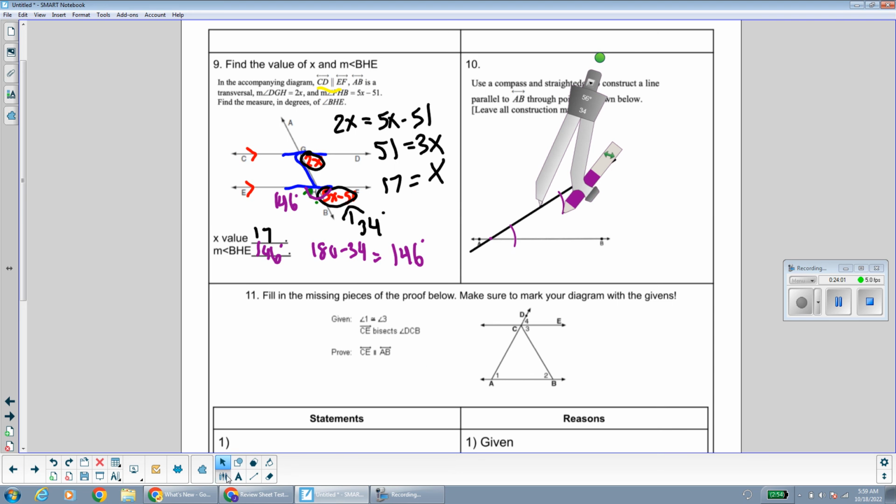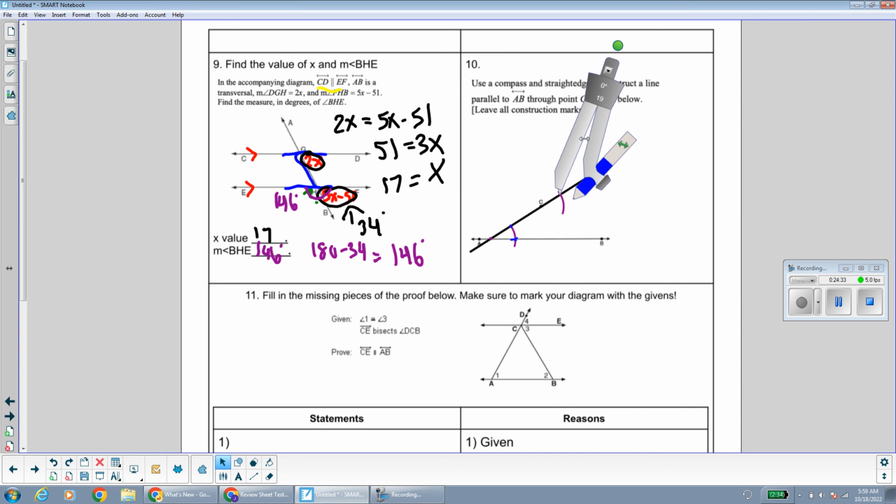Okay, now I actually have to measure the angle that I'm copying. So notice how there's two spots where the angle hits the right. So I'm going to take my compass and I'm going to measure that length. I'm going to put my compass on one endpoint, and I'm going to open up to where the other endpoint is, and I'll just make an arc to show that I measured.